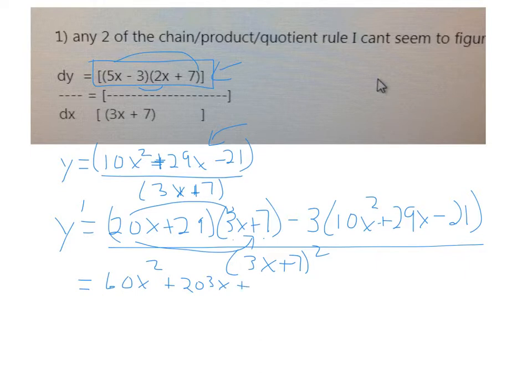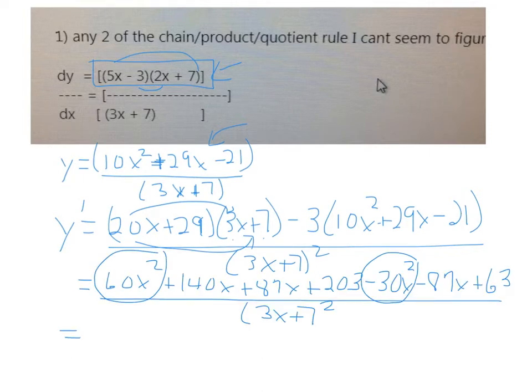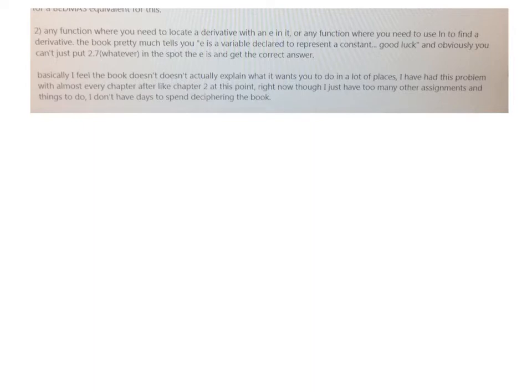Then we're going to have 29 times, oh, sorry, I read that as a 21, my mistake. Sorry about that. So backing up a little bit, we have 20x times 3x is 60x squared. Then we have 20 times 7, which okay, so I didn't bother finishing off the first example there just to keep the video a little bit shorter.